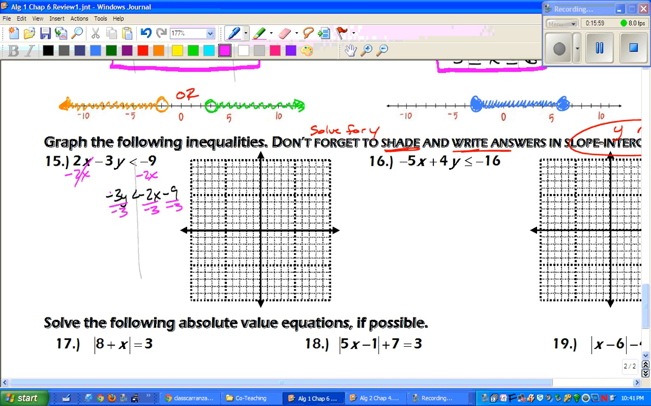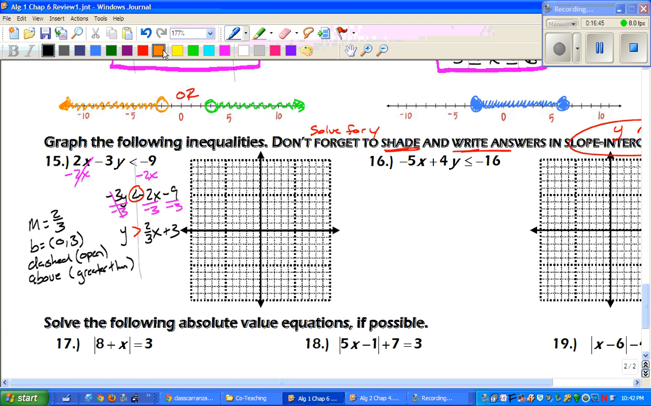Divide by negative 3. We get y. Oh, we divided by a negative, so we have to switch the sign. y is greater than 2 over 3x plus 3. Okay? Now, off to the side, I want to know the slope, the y-intercept. Is it solid or dashed? It's dashed because it's open. And then do we shade above or below? We shade above because it's greater than.